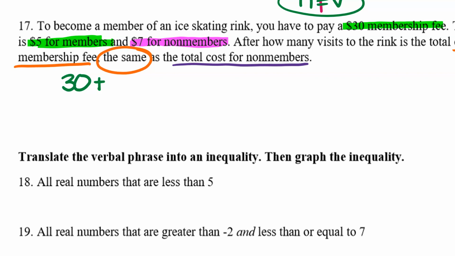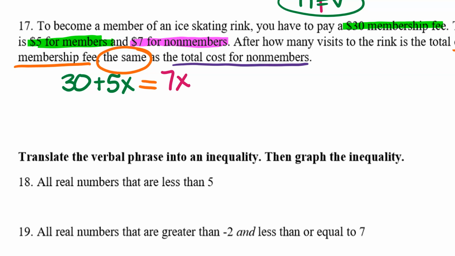I don't know how many times I'm going to go to the rink off the top of my head, so I have to put a variable with that, but I do know it's going to be $5 every single time I go to the rink. I'm going to use x for the visits. You can use v for visits if you want to, though. Now my pink. The goal is to figure out when they are the same, so I'm going to put an equal sign in there. I'm going to set my membership equal to my non-membership. The only thing I have to pay for my non-membership is $7 per visit, which is just going to be 7x.